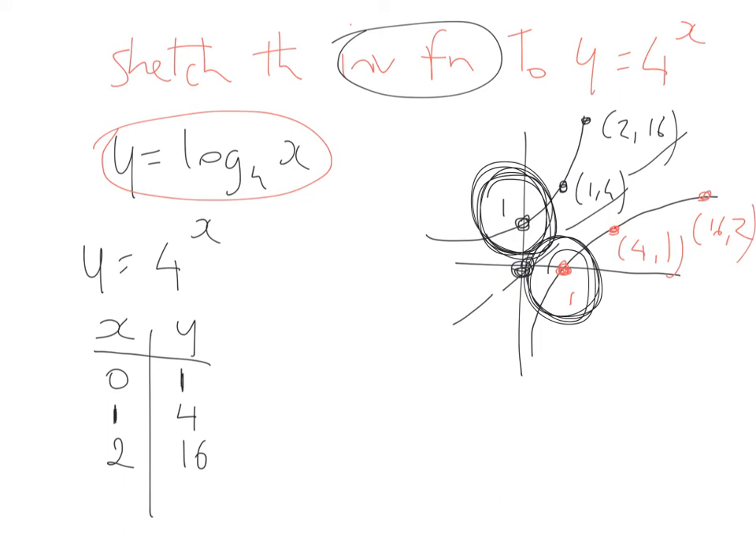For y equals 4 to the power x: 0, 1, 1, 4. For log to the base 4 of x: 1, 0, 4, 1. So in general terms, y equals a to the power x goes through 0, 1, 1, a, and for log to the base a of x, 1, 0, a, 1.